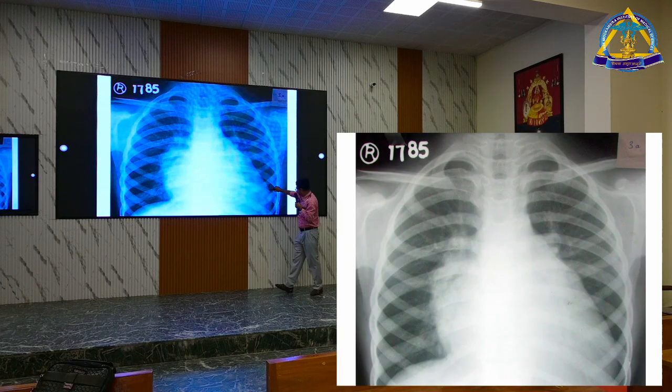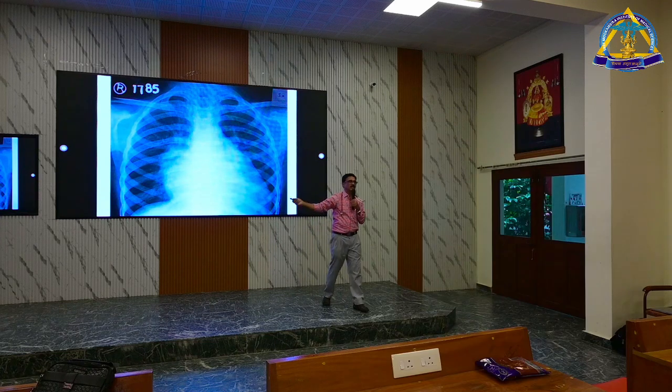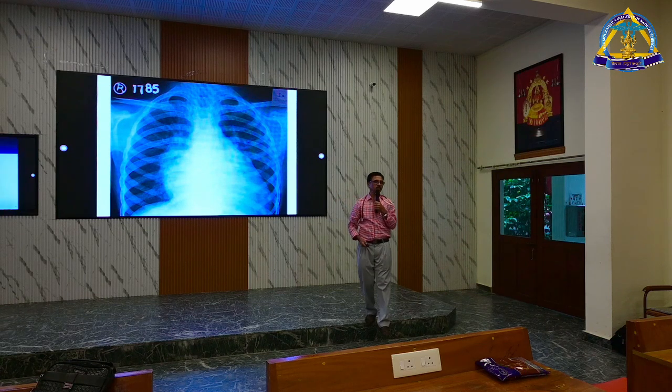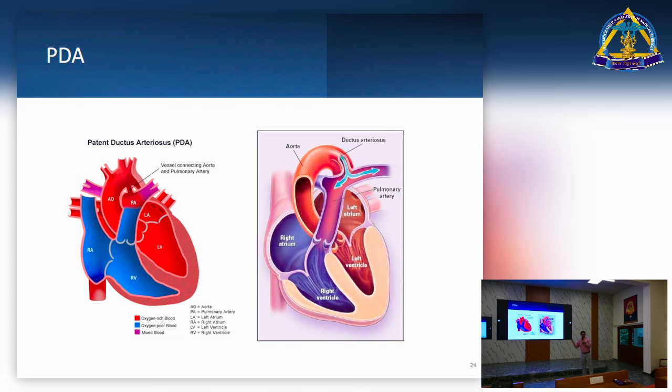And the ventricle is coming and almost touching the rib. Which ventricle is enlarged? Left ventricle. It is down and out. So the left ventricle is enlarged. And the pulmonary blood flow will be increased. In PDA, almost all these features will be there. Left ventricle is enlarged, left atrium is enlarged.